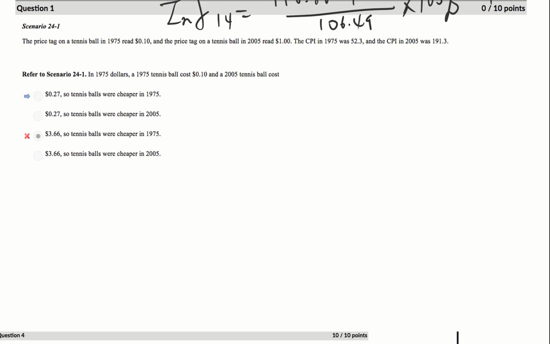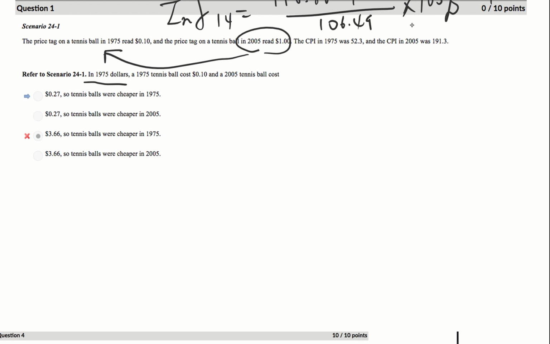The price tag on a tennis ball in 1975 was 10 cents. The price tag on a tennis ball in 2005 was $1. CPI in 1975 was 52.3. CPI in 2005 was 191.3. Then the question says in 1975 dollars, a tennis ball costs 10 cents, and then 2005 tennis ball costs... Okay, so we're going to take this $1 in 2005, deflate it into 1975 to see how much its value is.